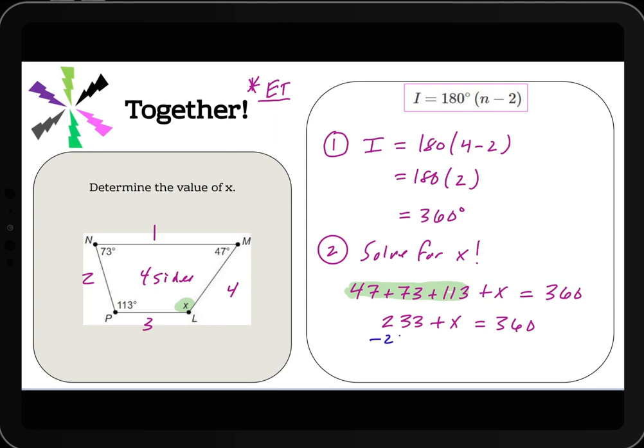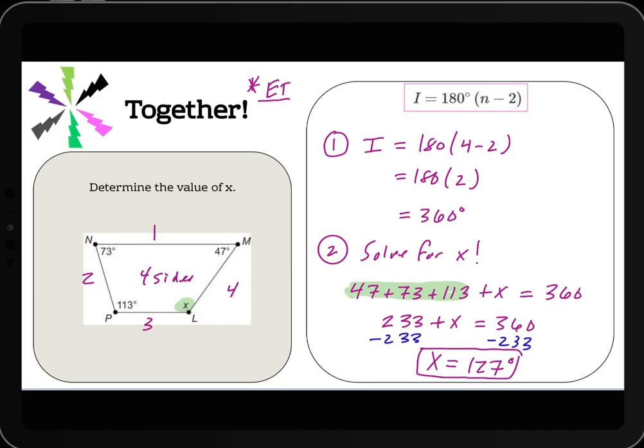We're going to go ahead and subtract that from both sides, and then that gets x by itself, which is ultimately what we wanted. So we get 127 degrees for the value of x. There we go. Again, exit ticket helper right there, because that might be helpful for your exit ticket.